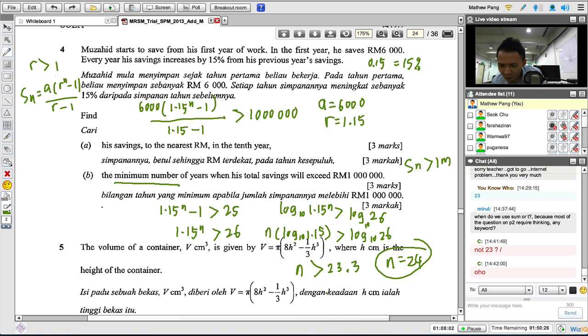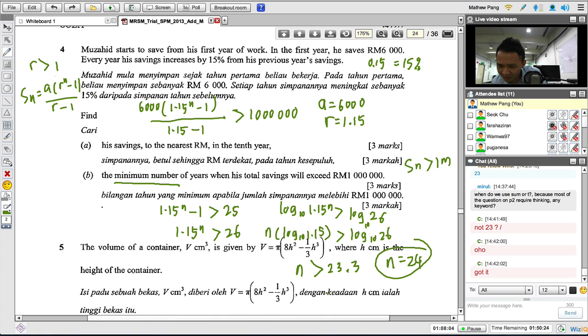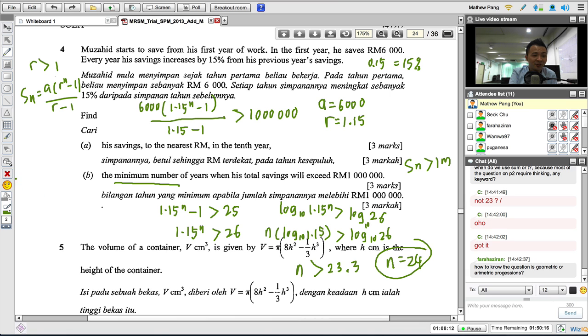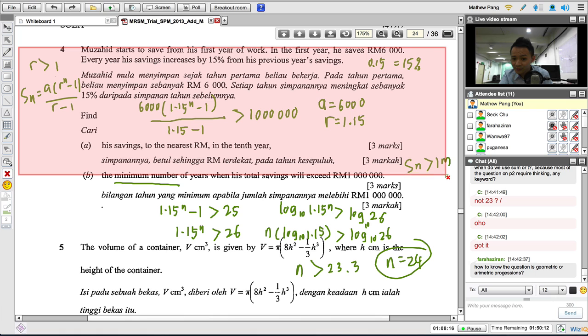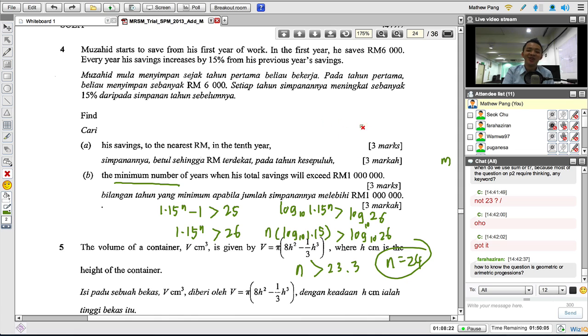And yeah, when do we use S or T? Okay, yeah, I will reply to the question on the Miro. Yes. Okay, so if you got the answer, let me just explain something over here. How to know the equation is a geometric or arithmetic progression? Okay, good. Let me just give you a simple example here.